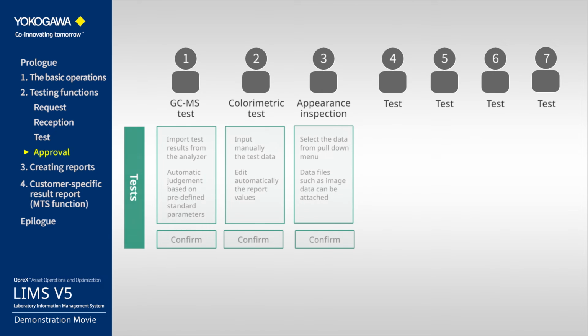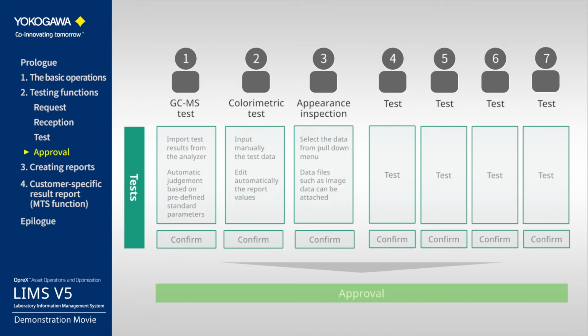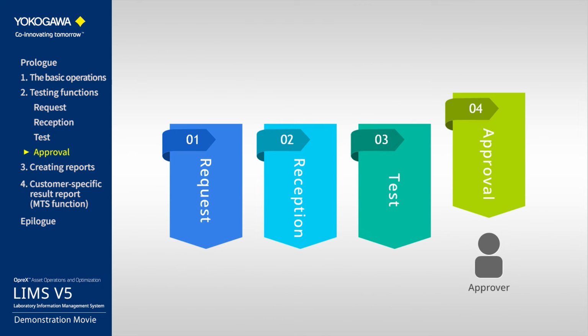We explained just now, through these 3 example tests, how OpreX LIMS basic testing functions worked. When the results of the remaining 4 tests are confirmed and all test data is awaiting approval, it will be possible to begin the approval process. Let's look at how the approval process works.